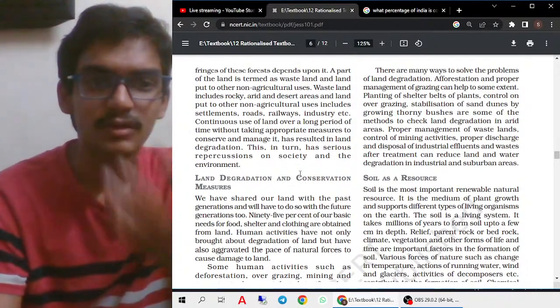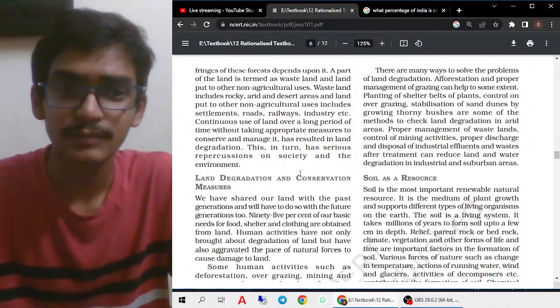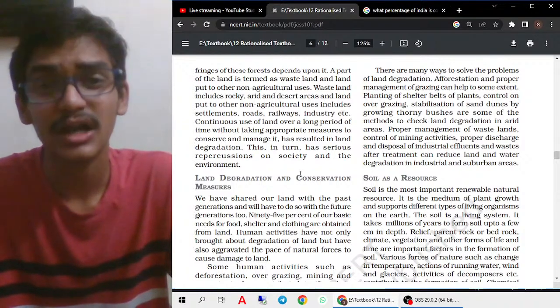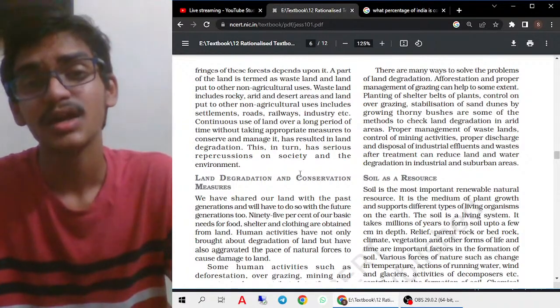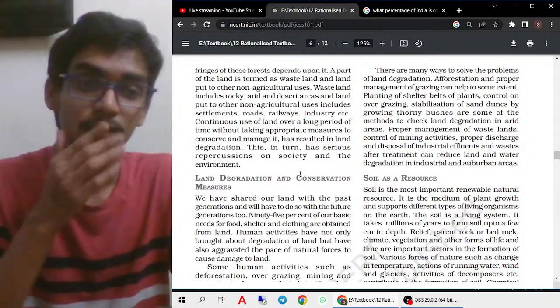Then a part of the land is also termed as wasteland, and it is put under non-agricultural use. Barren land, cultivable land other than fallow land, and then current fallow land, all these things.